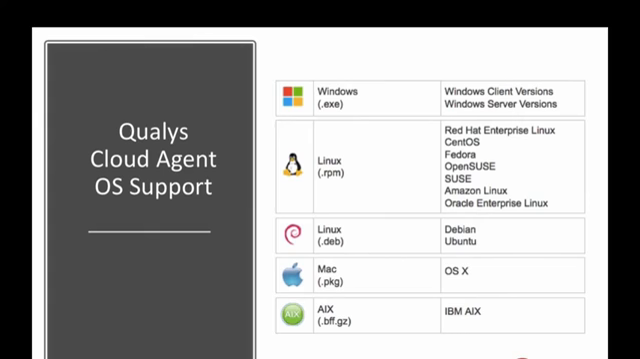Presently, Qualys Cloud Agent supports the operating systems listed here: Windows, RPM-based versions of Linux including Red Hat, Oracle, CentOS, and others, Debian and Ubuntu Linux, Mac OS X, and IBM AIX.